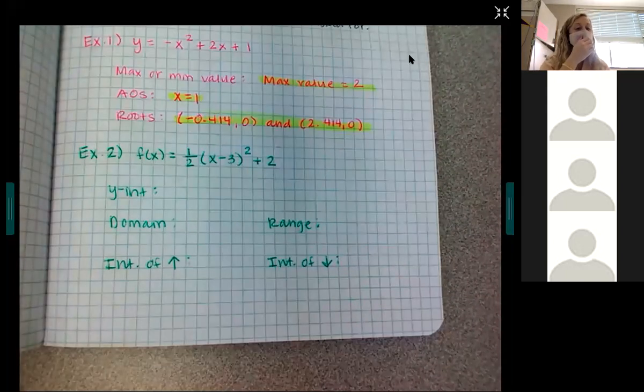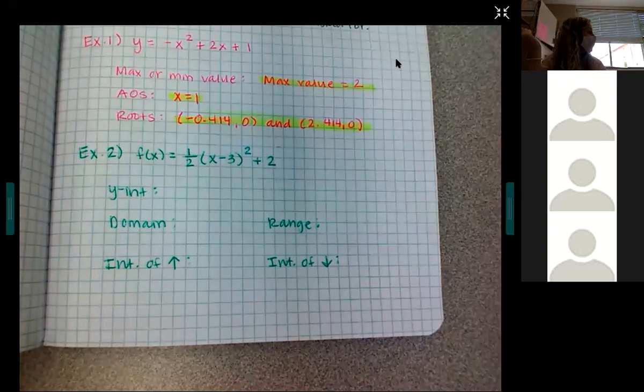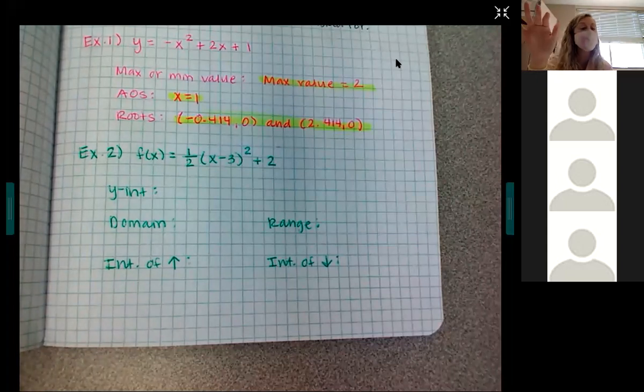All right, so example 2, we're gonna deal with this quadratic equation. What form is this equation in? Vertex form, good, Jake. So vertex form doesn't matter. Do you need to convert it to put it in Desmos? No, Desmos will deal with any forms.